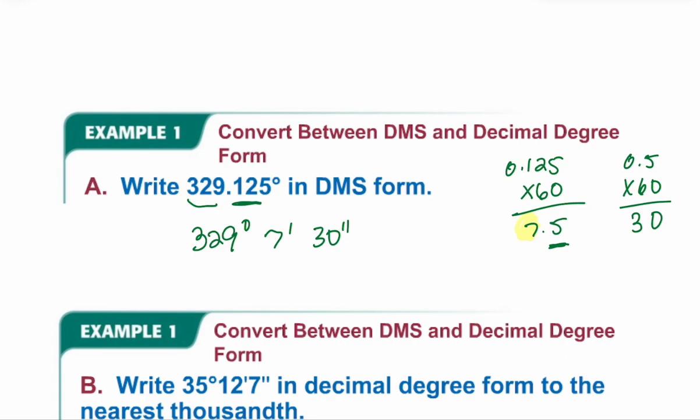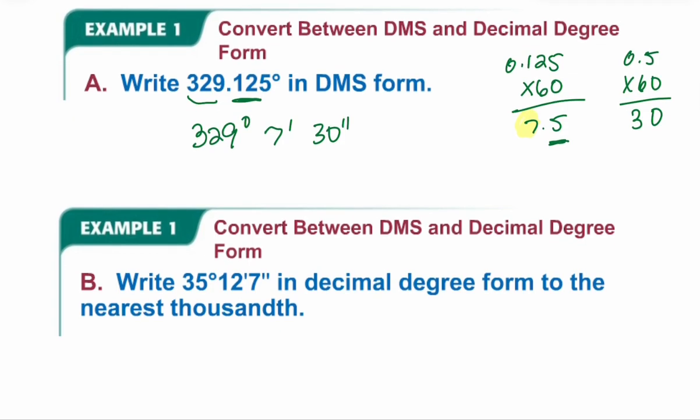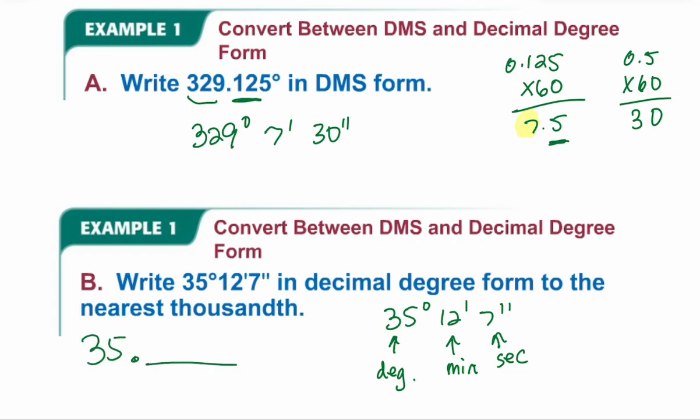Okay. Now in part B, we're going to go the opposite direction. So let's think about what we know. This notation, this is our degrees, this is our minutes, this is our seconds. So let's talk about how to put it back into decimal form. It's 35 point something. So we know for sure that it's 35 point something, but we just got to figure out what's the something, okay? And here's how you do that.